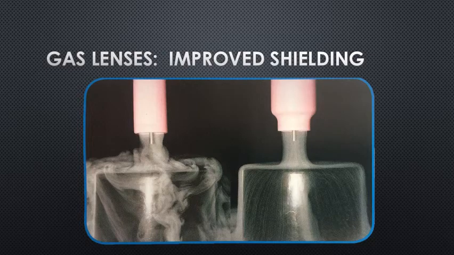As you can see here in the image, no gas lens is used in the image on the left, which is depicting a very turbulent gas flow. And if we take a look at the image on the right that's using a gas lens, you can see that the gas flow is very columnar and streamlined without a lot of turbulence, indicating that the gas coverage is improved. And what this allows you to do is stick the tungsten electrode out much further than you normally would be able to and still achieve excellent shielding.